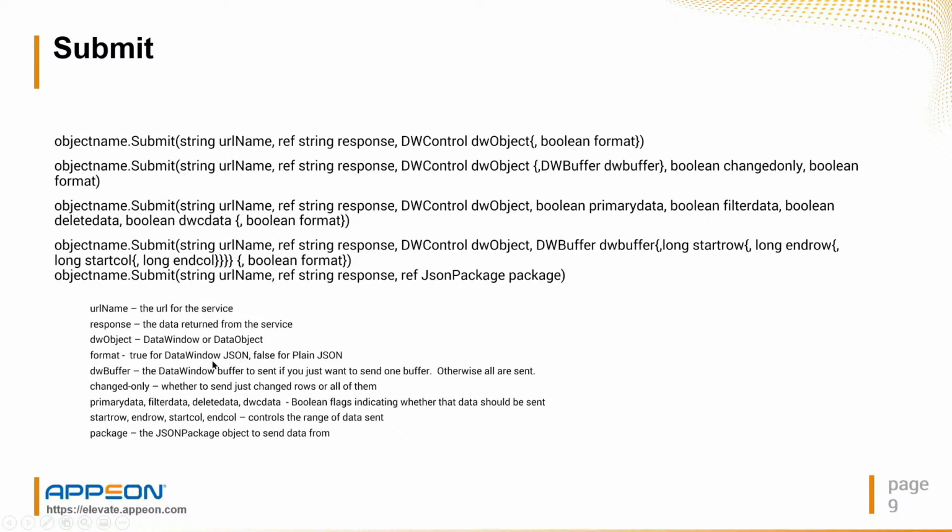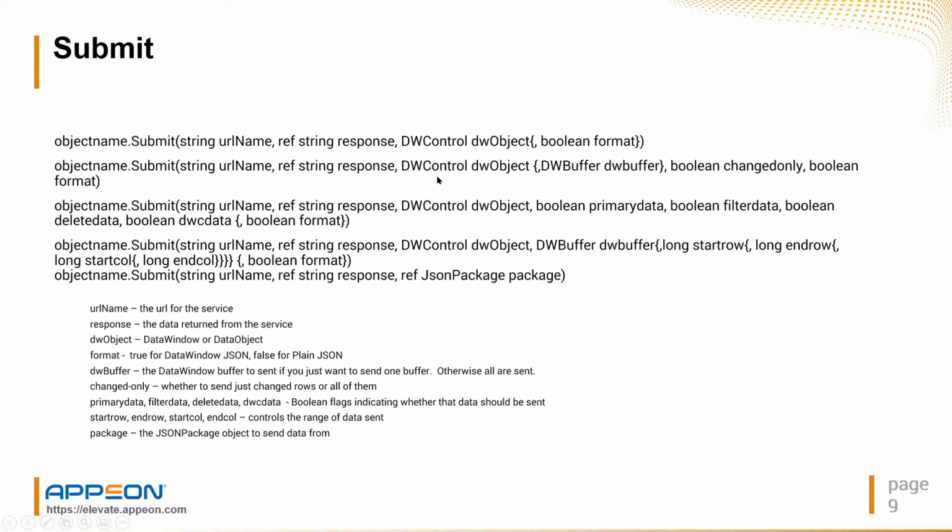That makes it great for working with the data window, but it's not interoperable. If you pass plain JSON, that means you're sending JSON that's just the data: just the name-value pairs, arrays, structures. But that's more for interoperability, where you've got other clients or a REST service that's not PowerBuilder based and that you want to interact with.